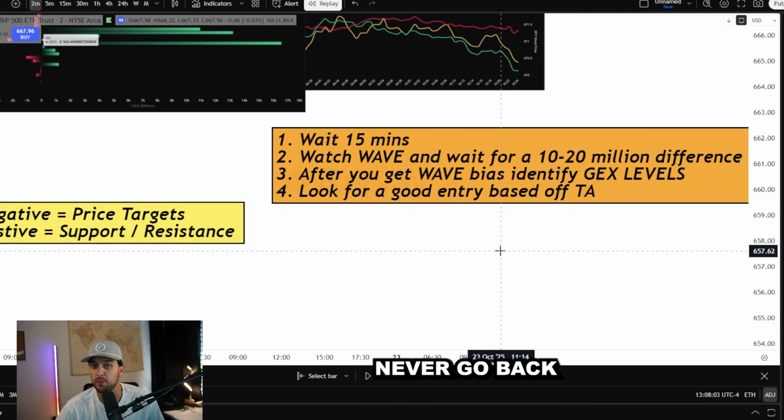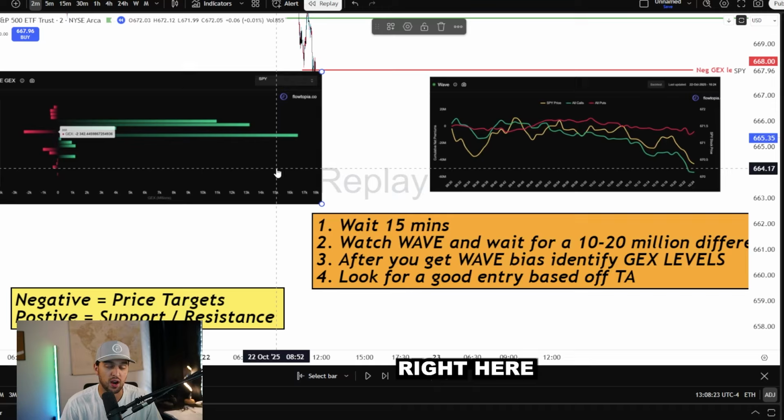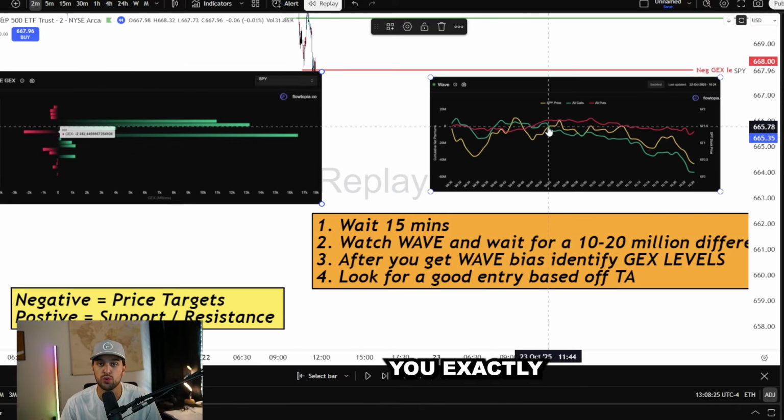The reason why I'll never go back to not using data is because I feel like I'm trading blindly without it. You really need to see where the market makers are trying to pull price, or where they're trying to hold the price, or if they're selling calls or buying puts, whatever they might be doing. And the tools right here on Flowtopia.co show you exactly that.